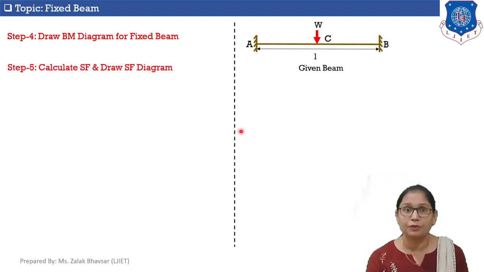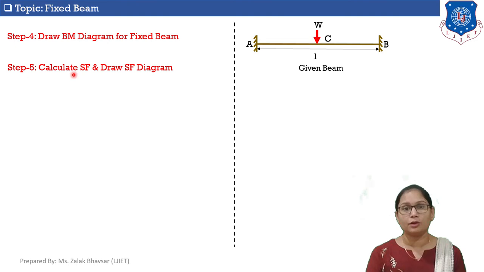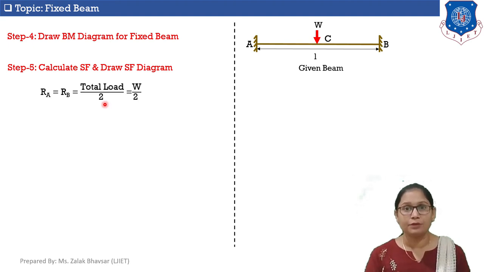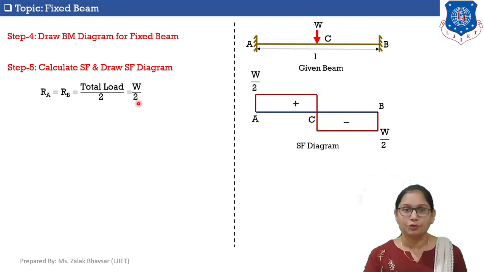In step number 5 we will calculate the shear force and then we will draw the shear force diagram. We know that for a symmetrically loaded simply supported beam, the reaction at A is equal to the reaction at B, which is equal to total load by 2. Here in our case the total load on the beam is W. So RA is equal to RB is equal to W by 2. RA and RB are the reactions at point A and point B, and from the reactions we can draw the shear force diagram. So here is the shear force diagram.